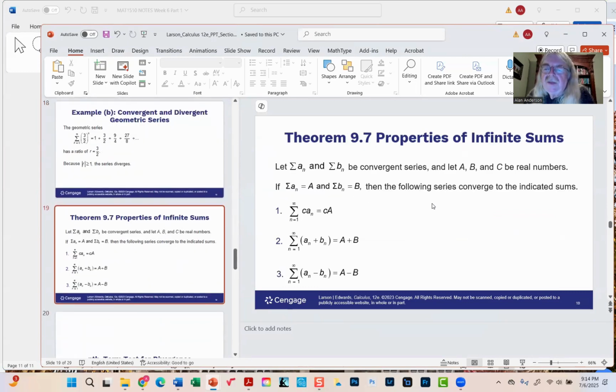All right, so what about these algebraic properties? Well, they're pretty much what we saw earlier. You can factor out a constant. The sum of two series or infinite sums is the sum of the individual sums, and the difference is just the difference.